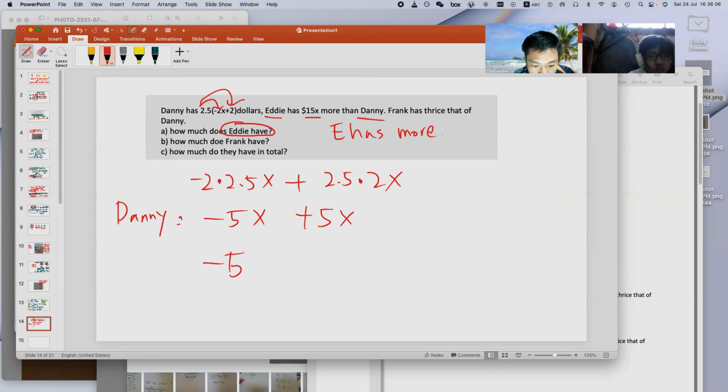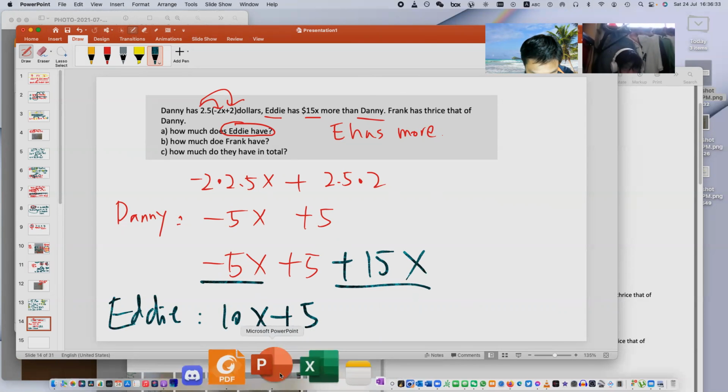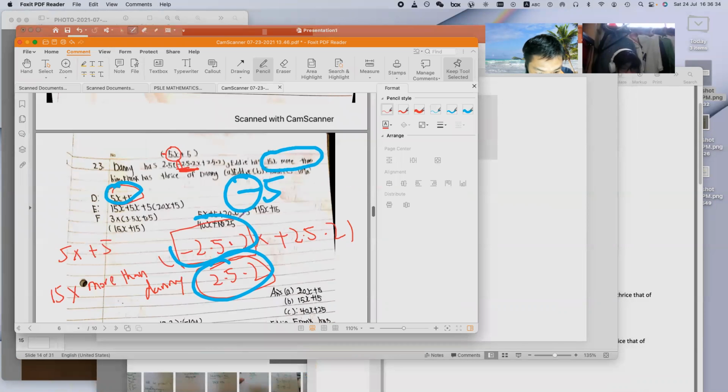So therefore, there is no x here. There's no x here. So it's just plus 15x. And then you end up with what? These two, they are similar terms. Therefore, you get 10x plus 5. So this is Eddie. Simple? Yeah. And you look at your work. I think you anyhow do. What is this? Oh, you add. Okay, good.